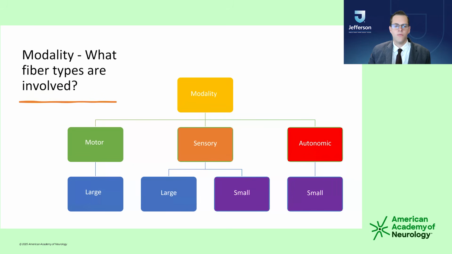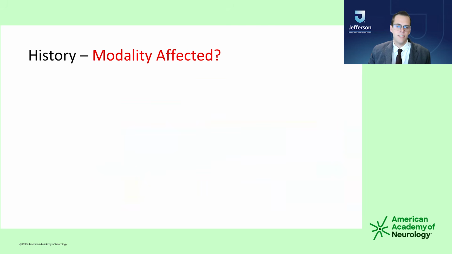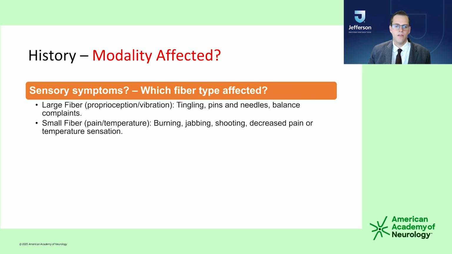For modality, you also want to think about what fiber types are involved. When I say modality, is it motor symptoms, which are more large fiber myelinated nerves? Is it sensory, which includes both large and small fibers, or autonomic, which then includes small fibers as well? So for history, you think about which fibers are affected. For sensory symptoms, large fibers will include proprioception and vibration.